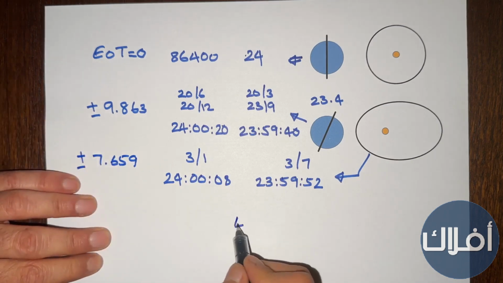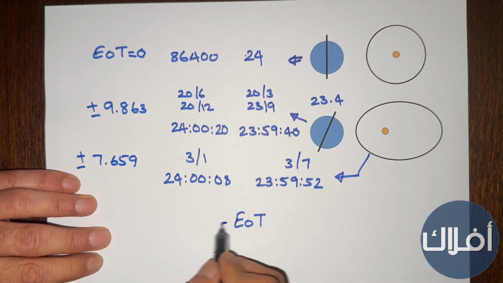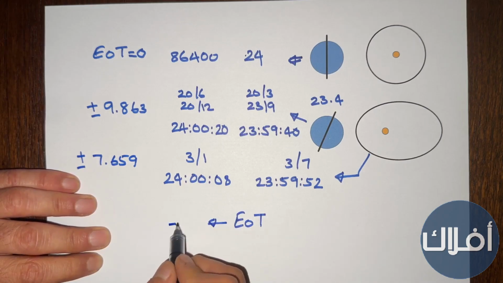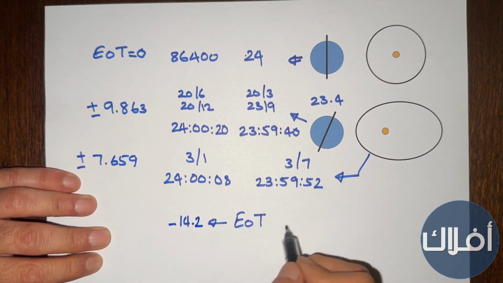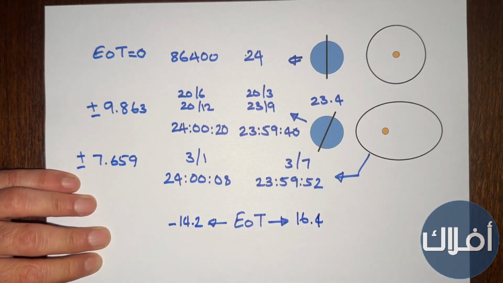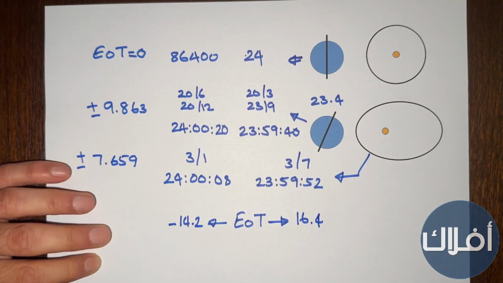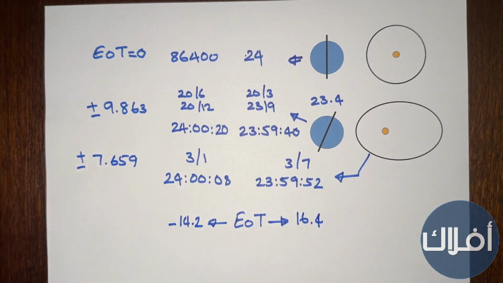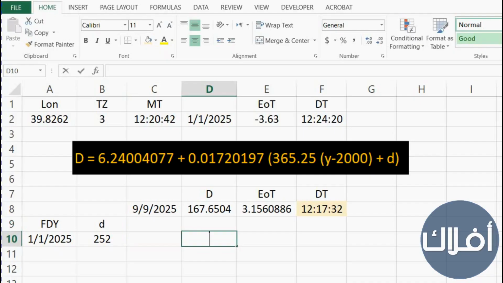If we add these two effects, we'll see that the equation of time will range from minus 14.2 to 16.4. So noontime will be earlier by 16.4 minutes and later by 14.2 minutes. And if we go back to the equation of time formula, as we knew, d is calculated in radians, and it will be easier to convert this to degrees.